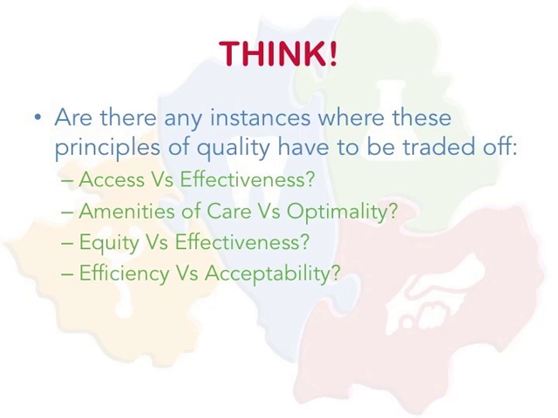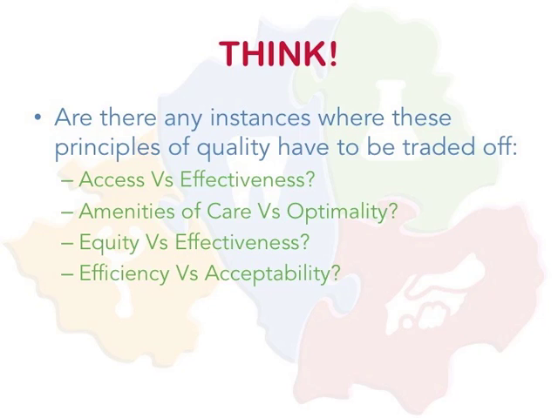So take a moment to think, are there any instances where the principles of quality that I've just discussed, the concepts of quality, have to be traded off against each other? So is there a point where you can think of where access versus effectiveness need to be traded off against each other? The amenities of care versus optimality need to be traded off? Equity versus effectiveness? Efficiency versus acceptability? Think about instances where those two dichotomous areas in each of those examples need to be traded off against each other. You can't have high quality in all of these domains, and that should be the main message of the areas of quality I've just gone over.